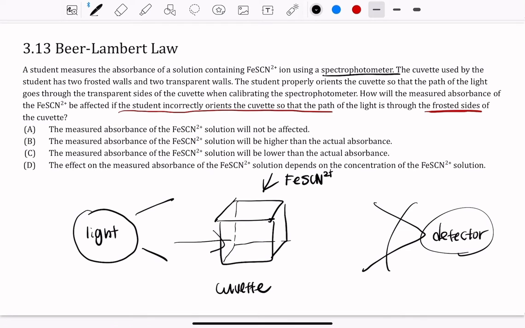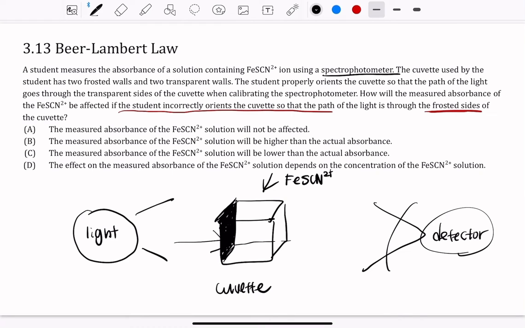But then what the problem is saying is that if they oriented the cuvette so that the frosted sides face the light, like if the frosted side is over here, what will happen? Before there was just a transparent wall, but now there's a frosted wall over here that's blocking the light from traveling, and they're asking what will happen.